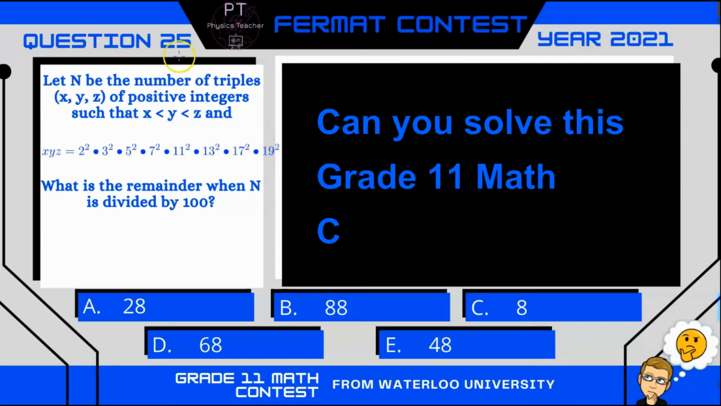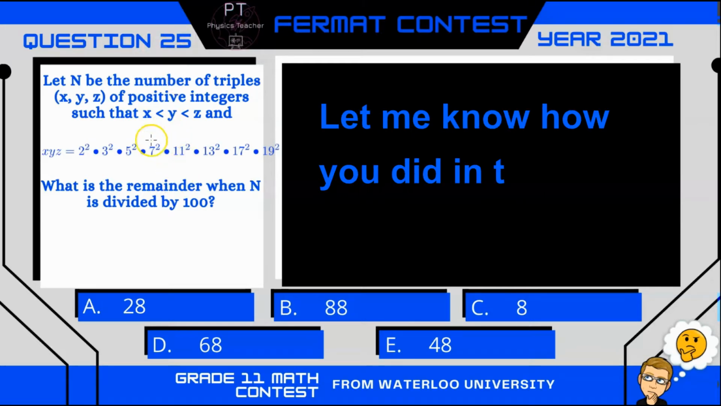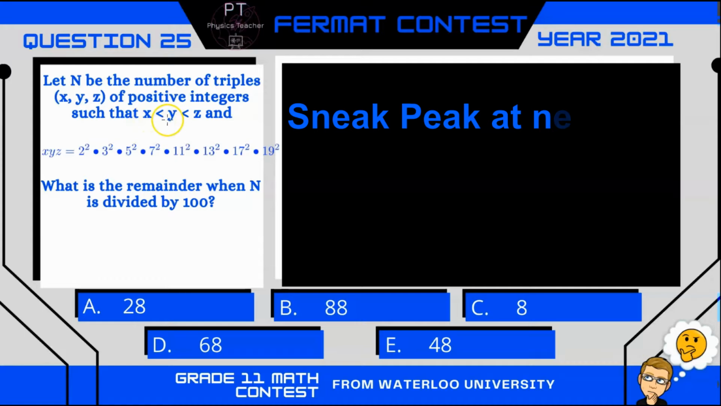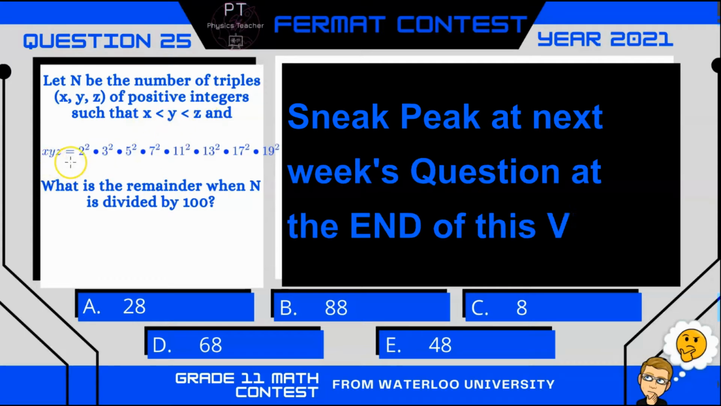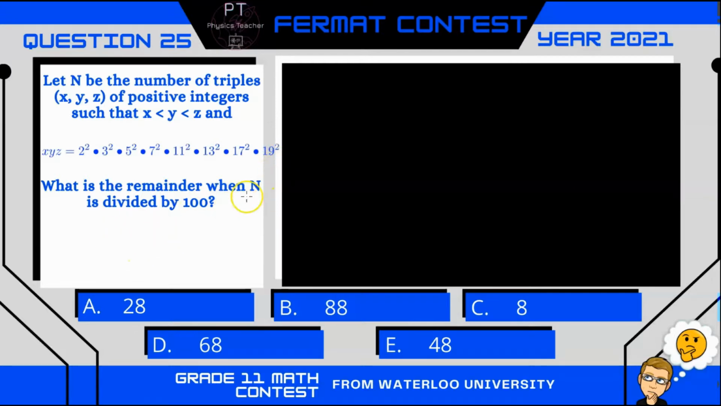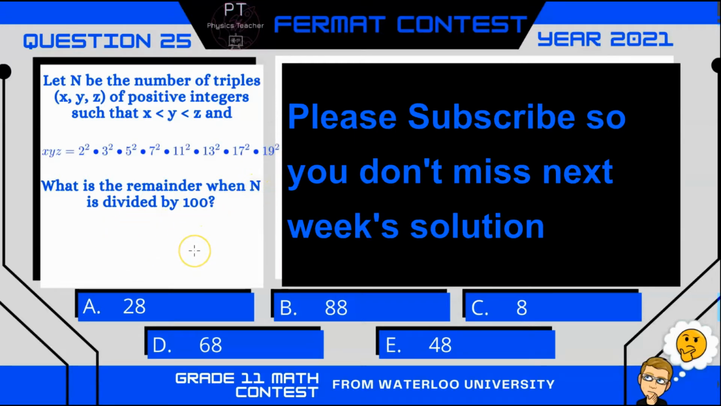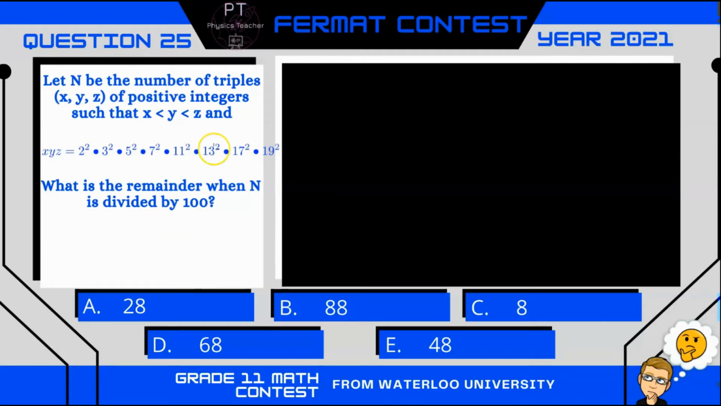In this Fermat question, the last question on the 2021 Grade 11 Math contest, which makes it quite a challenging one, we have a certain number of triples, where those triples are listed in increasing order and their product must be equal to all of these prime squares. What's the remainder of all those possibilities when divided by 100? Give it a try, and I'll be right back with the solution.